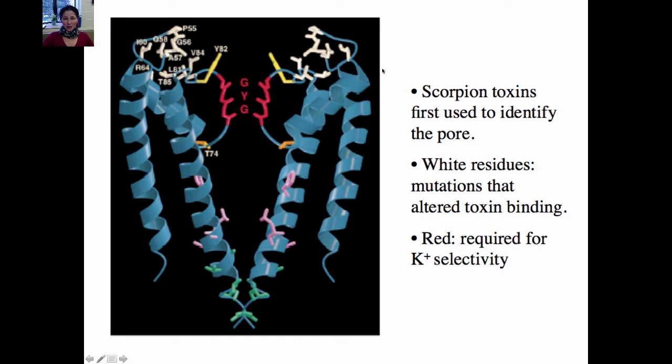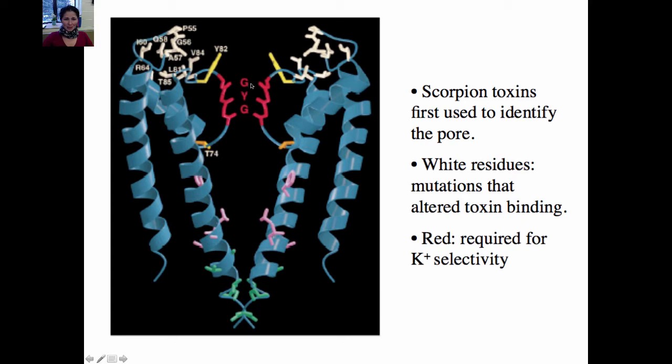Scorpion toxin is a neurotoxin that prevents nerves from signaling to each other, and so it causes cardiac arrest in its victims. If you get stung by a scorpion, there's probably not enough toxin to hurt you, but if a mouse gets stung with a scorpion toxin, then the dose usually kills the mouse. And it kills the mouse because they have very similar potassium channels that are almost identical to ours. But anyway, the scorpion toxin blocks this pore, and so it stops cell signaling.